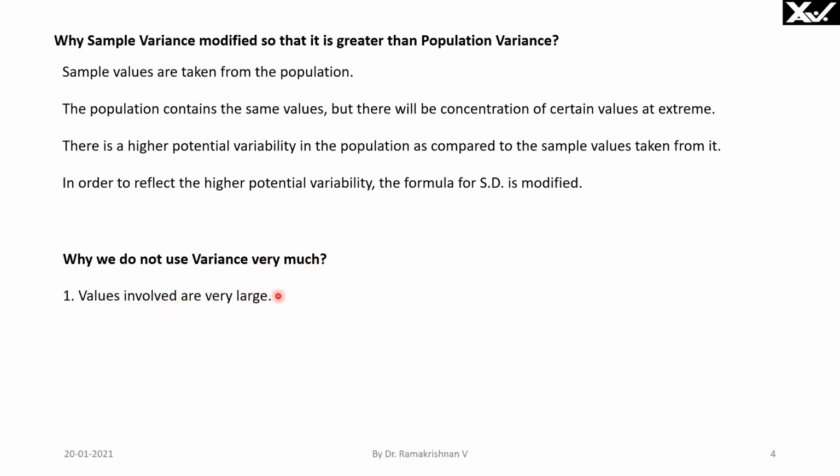Values involved are very large. As I told you, 100 is shown as 10,000. The unit is different from the original unit. If the variables are in centimeter, the variance will be in centimeter squared. We do not want that.